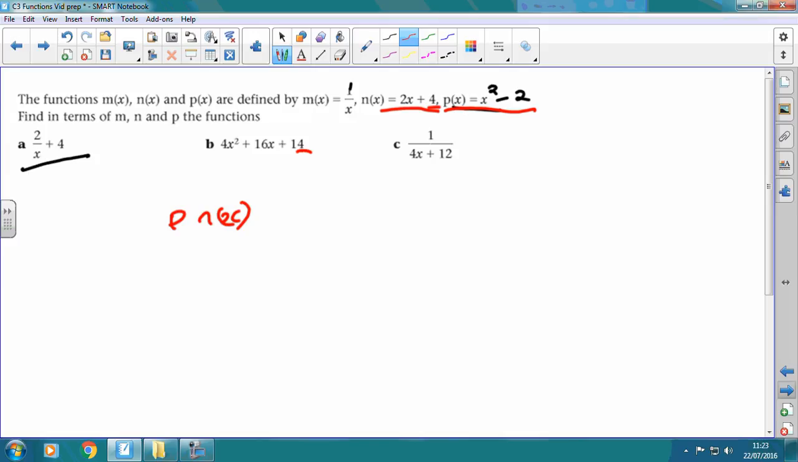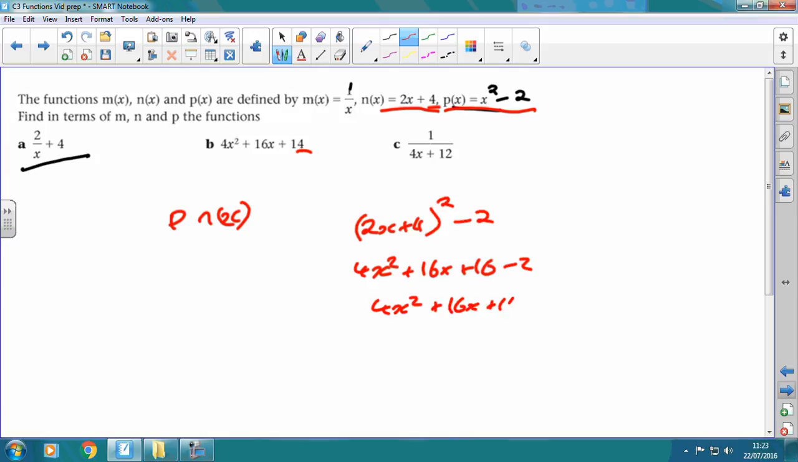So let's try it. That's going to be 2x plus 4 is what we start with. Then we're going to square that, so we're going to substitute it into p, so that we're going to square it and take away 2. So it's going to be 4x squared plus 16x plus 16 and take away 2, leaving us with 4x squared plus 16x plus 14. Love it. Absolutely love it. Yeah, that one works.